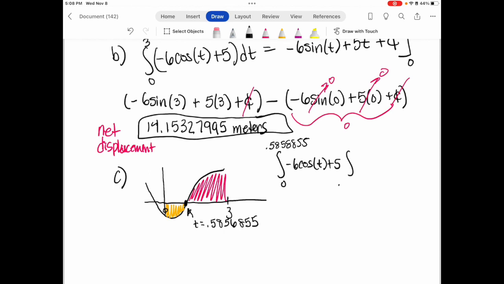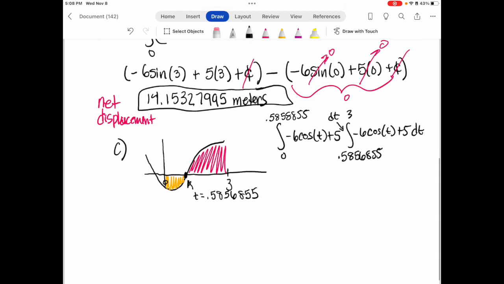And then I'm going to go from this point of 0.5856855 up to 3. So we're splitting the integral into 2 pieces because we have one piece that's negative and one piece that's positive. So I'm going to do the same thing here. And I forgot my dt here. I'm going to squeeze it in.